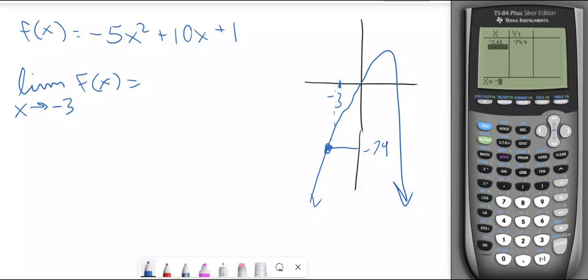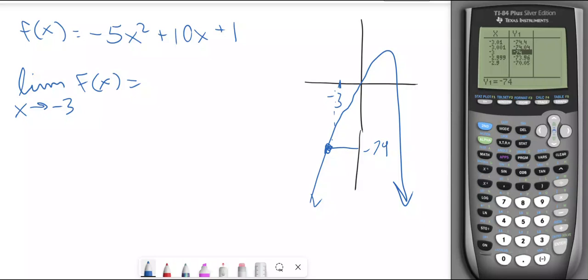-3.01, -3.001, -3, right? Sometimes that causes a domain issue, and this one's a polynomial, so it doesn't, so that point does exist. And then we could go on the other side, like -2.999, -2.9. Not going to do too many here because we're probably getting the idea that it moves a lot here, but the closer we get to plugging in -3, y gets closer to -74. So if this was a really complicated function that was hard to plug in or hard to graph, we could still get an idea that our limit is going to be -74.